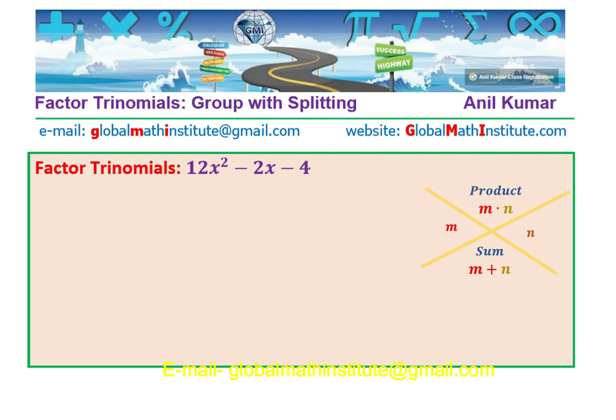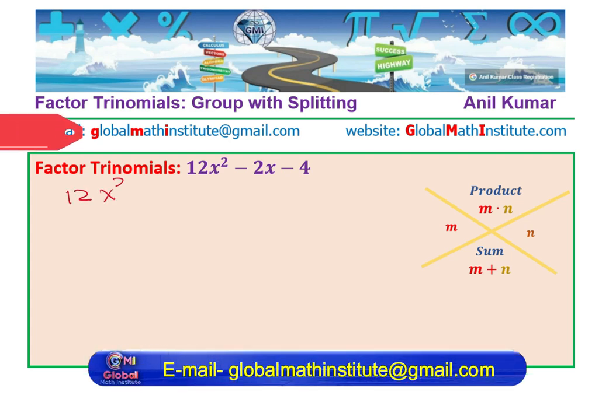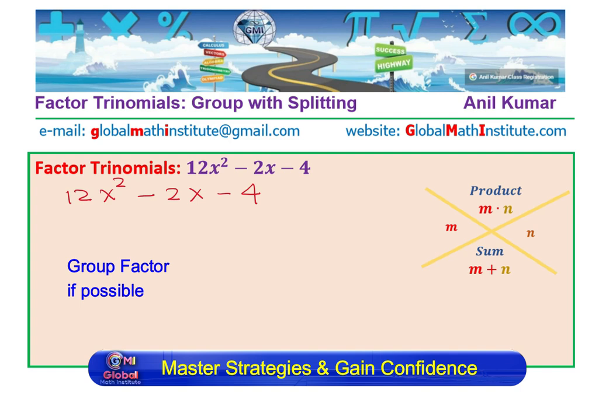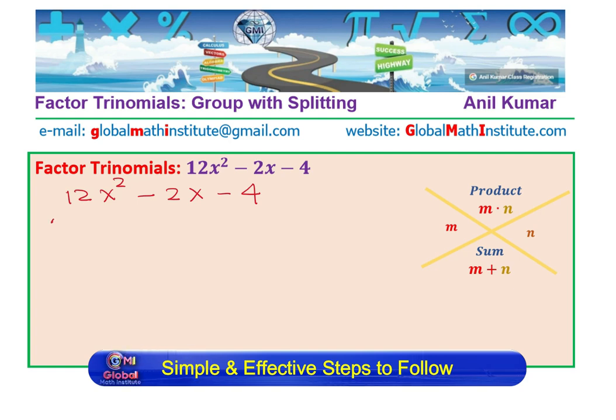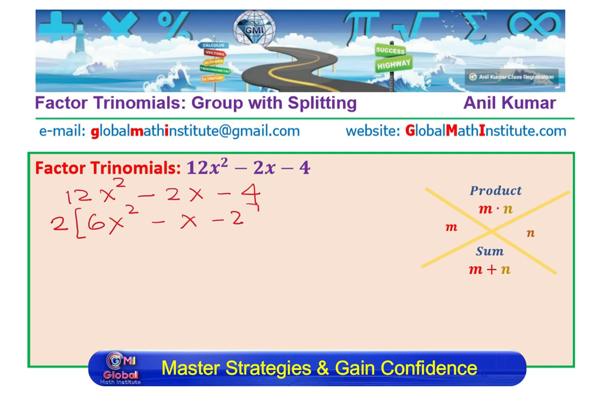We need to factor 12x squared minus 2x minus 4. As you can see, all are even numbers, so you can always factor out 2, which we call group factoring. So the first thing you should notice is, can you group factor or not? Very few questions will be there where group factoring will be involved. Here you have it, right? So you just factor out 2, and I prefer to use square brackets when you do group factoring, dividing each number, the coefficients, by 2. So you get 6x squared minus x minus 2 in the square bracket.